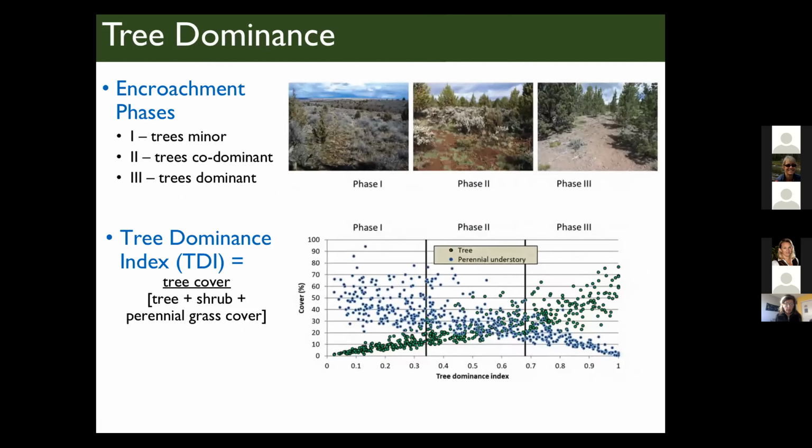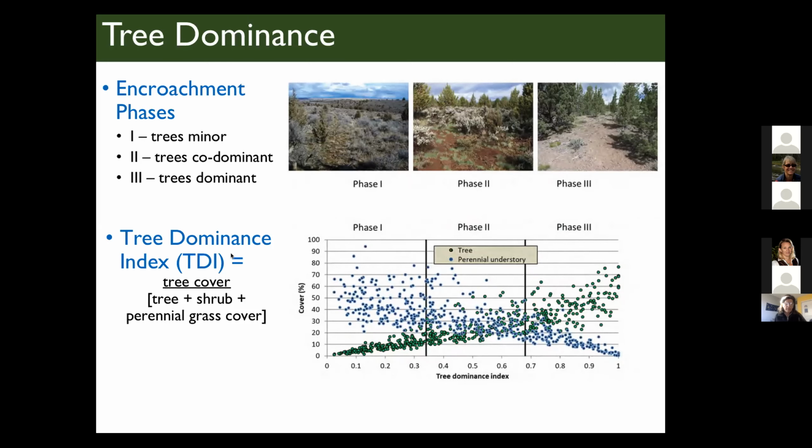Okay, so let me describe these environmental gradients. First is tree dominance. Phases of woodland development have been described, where in phase 1, your trees are minor, as you can see here in the first photo. In phase 2, trees are co-dominant. In phase 3, trees are dominant, and you really can see a depleted understory here.